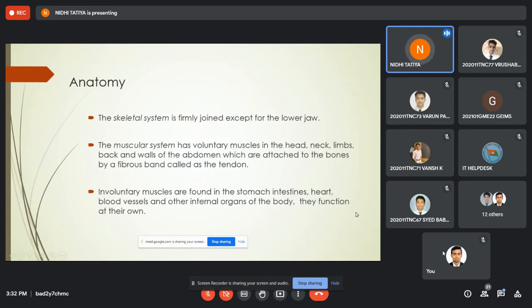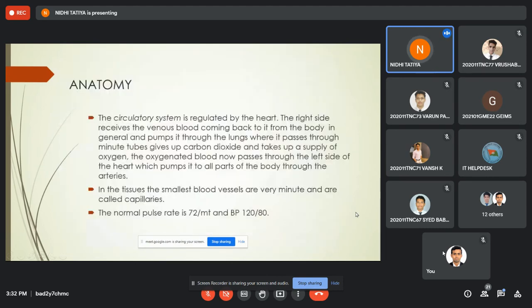Okay. Now I'll move on to the next system, which is very important, which is called the circulatory system. In the circulatory system, the heart is divided into four chambers. The upper two are called the atria, and the lower two are called the ventricles. And they are again divided into the right and the left side. So as a result, we have a total of four chambers: right atrium, right ventricle, left atrium, left ventricle.